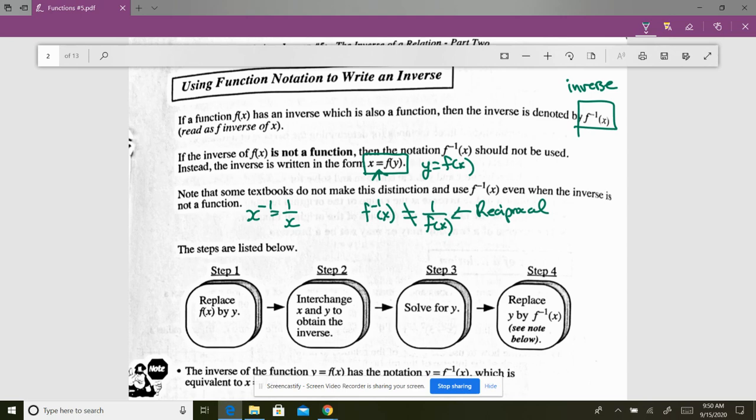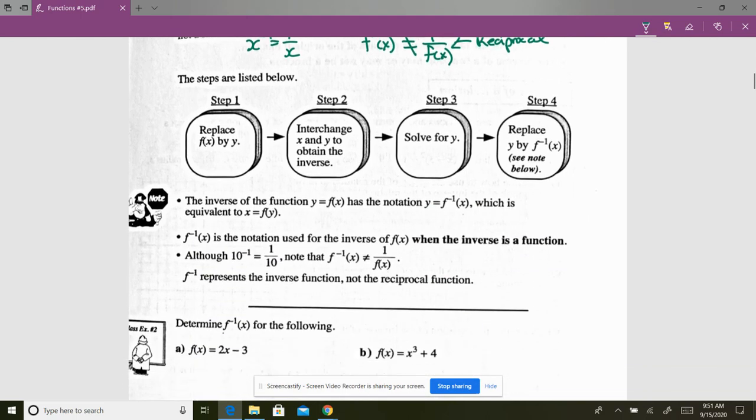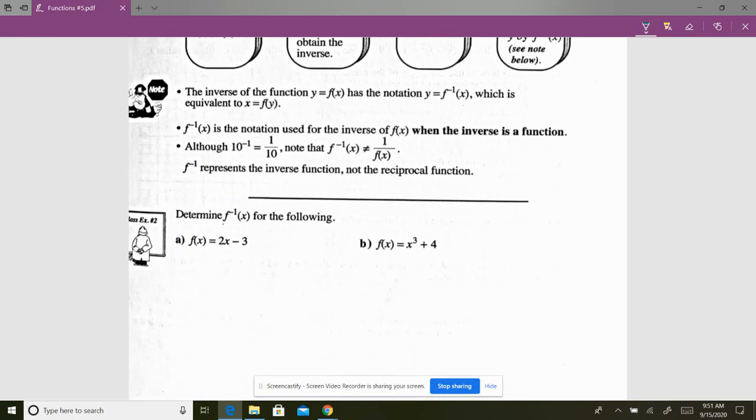So this is an inverse, and this is an inverse. See those forms? If I say find f to the minus 1 of x, I'm saying find the inverse. If I say find x is equal to f of y, I'm saying find the inverse. Okay, they mean the exact same thing.